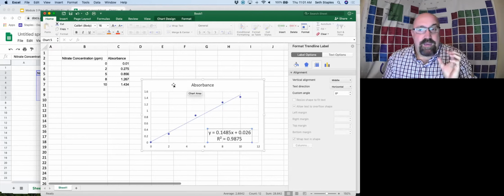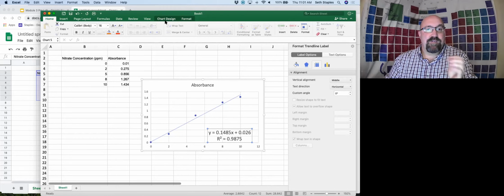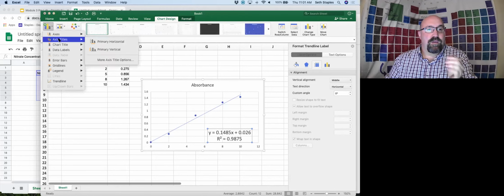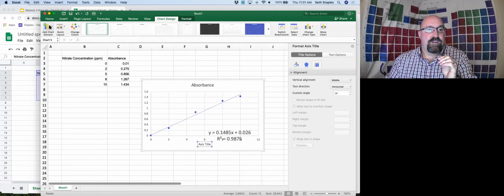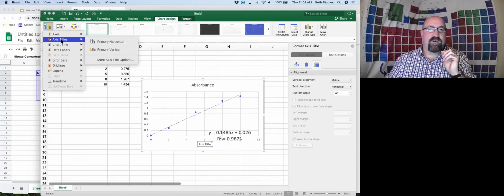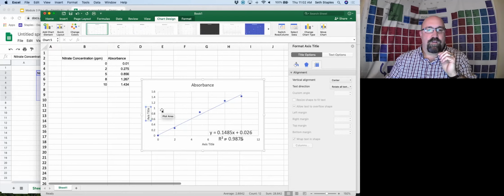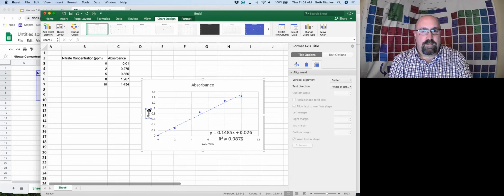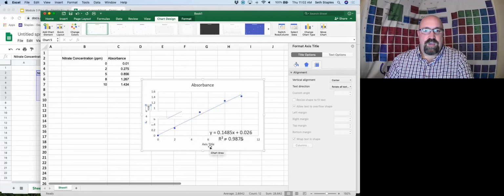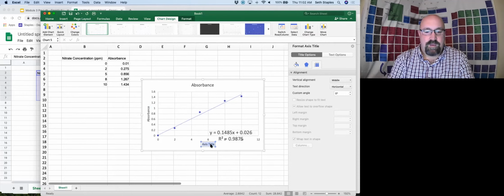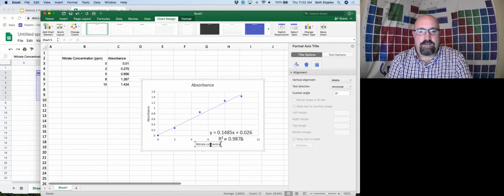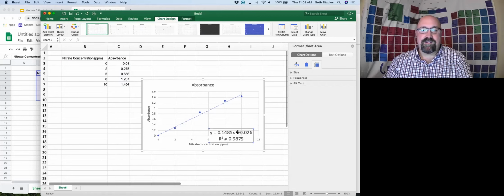Since we want this to be a proper graph with everything that a graph needs, we need to add in some axis labels. And so we're going to add in our axis titles. Remember that we're in Excel, and depending on what version of Excel you use, these might look a little bit different. We're going to add in our horizontal and our vertical labels. Then we just need to click in here so that we can actually change our axis labels. So absorbance on our y-axis, nitrate concentration with our units as ppm on our x-axis.